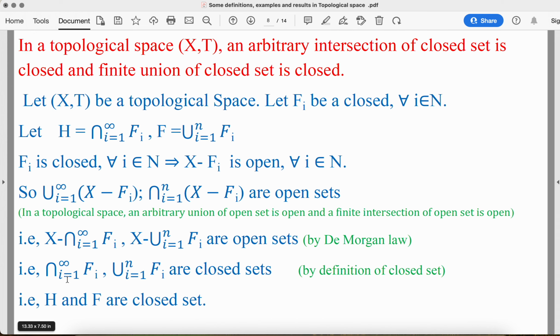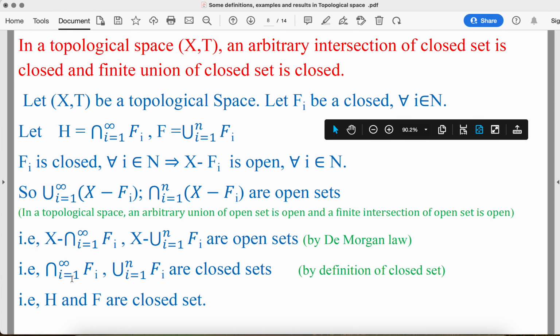So it means, because these are open sets, the intersection is an open set, so its complement, the intersection over i equal to 1 to infinity of Fi, and its complement, the union over i equal to 1 to n of Fi, are closed sets, because the complement of an open set is closed. It means this is H and this is F. We have assumed here that H and F are closed sets.